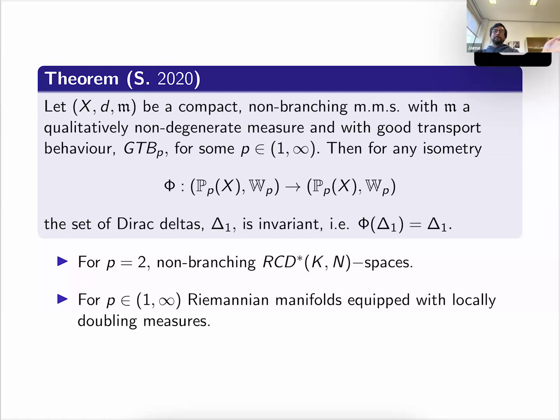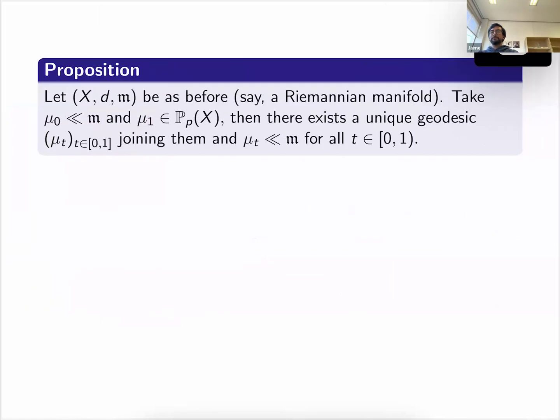So I will not delve into what it means qualitatively non-degenerate or the good transport, but instead I would like to present the proof of this for Riemannian manifolds. And in order to do so, I will need two technical results that will help me prove this, and that have to do with the conditions I'm asking.